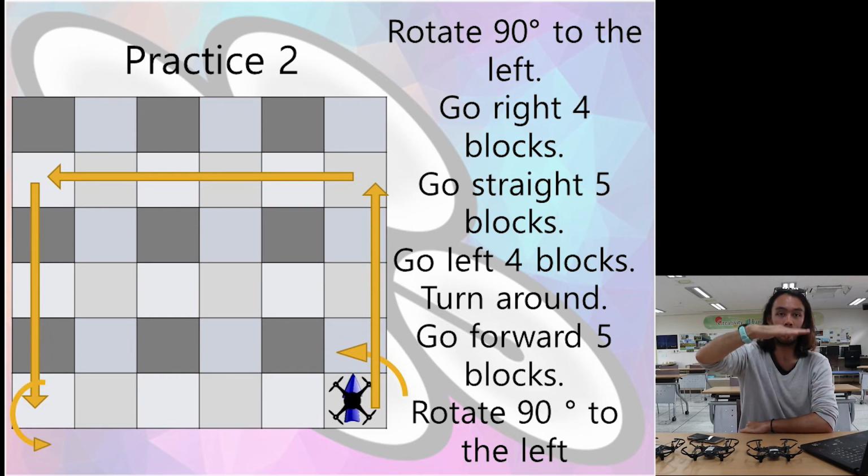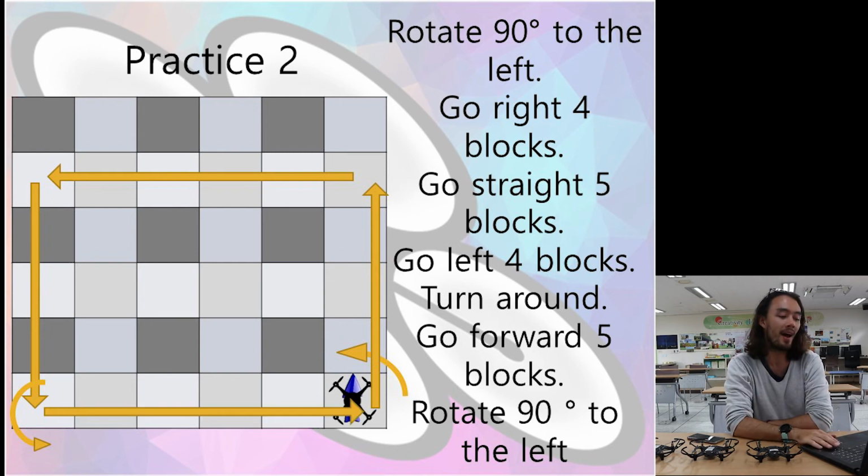So remember, we're facing this way. So turn around means we're facing the other way. And then go forward 5 blocks and rotate 90 degrees to the left. And as you can see, we are right back where we started.